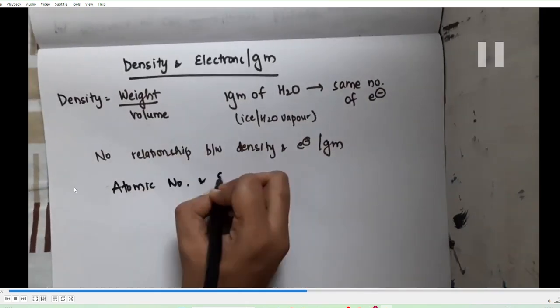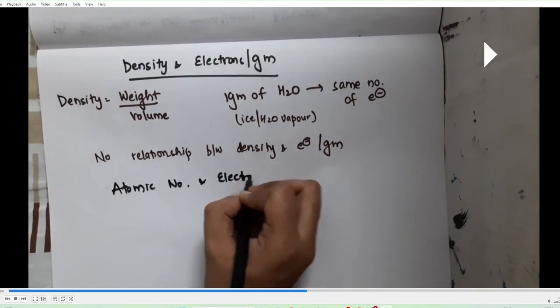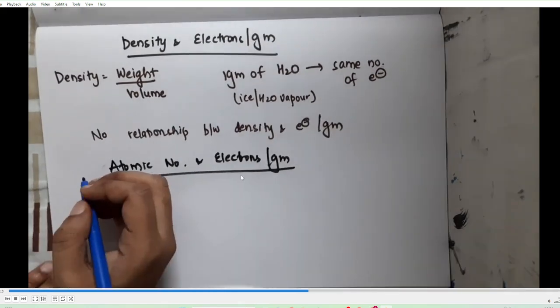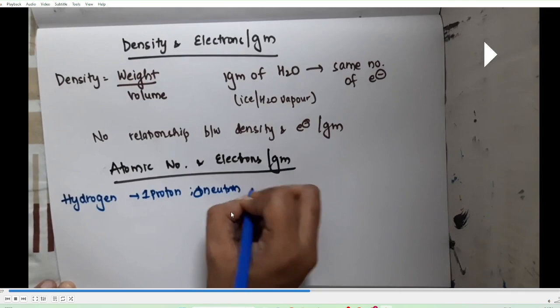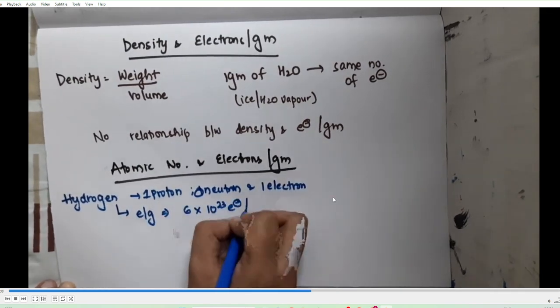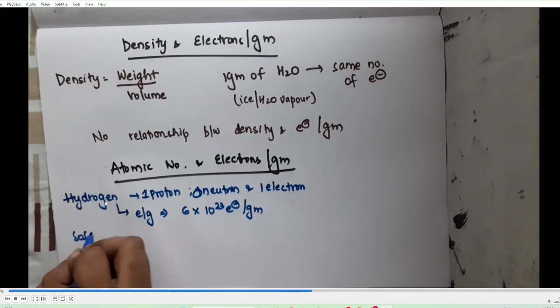The next important thing is atomic number and electrons per gram. The number of electrons per gram is really a function of the number of neutrons in the atom. If an element does not contain neutrons, it will have 6 x 10^23 electrons per gram. Hydrogen has 1 proton, 0 neutrons and 1 electron, so the electrons per gram of hydrogen is 6 x 10^23, which is twice as many as any other element.